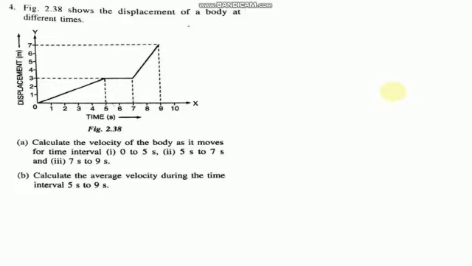We have been given the displacement of a body at different times. You have to calculate the velocity of the body as it moves through different time intervals. Now the first part of the question is, we have the displacement time graph given. We have to find the velocity. We know that from a displacement time graph, how do we find velocity? Velocity is always given by the slope of the displacement time graph.